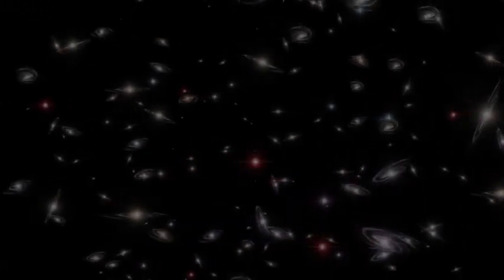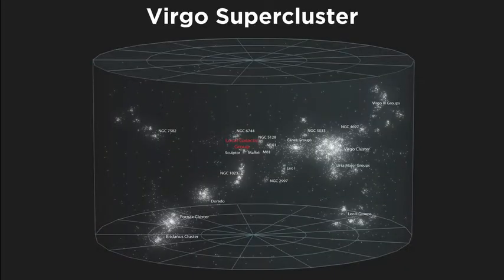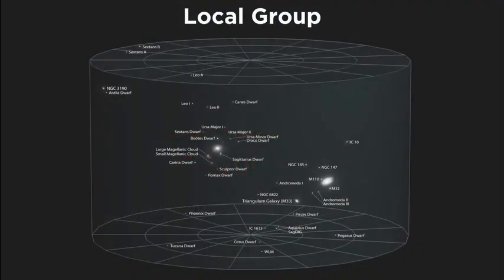The observable universe has many galaxies, each with many millions or billions of individual stars. So which galaxy is our home? Let's take a look at this collection of galaxies. This is called the Virgo supercluster, containing over 100 smaller groups and clusters of galaxies, such as the Virgo cluster and the Local Group. Now let's zoom in on the Local Group.